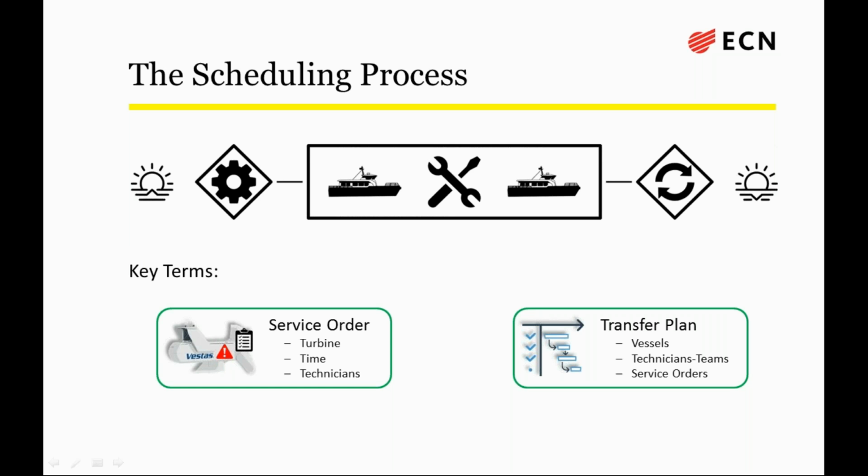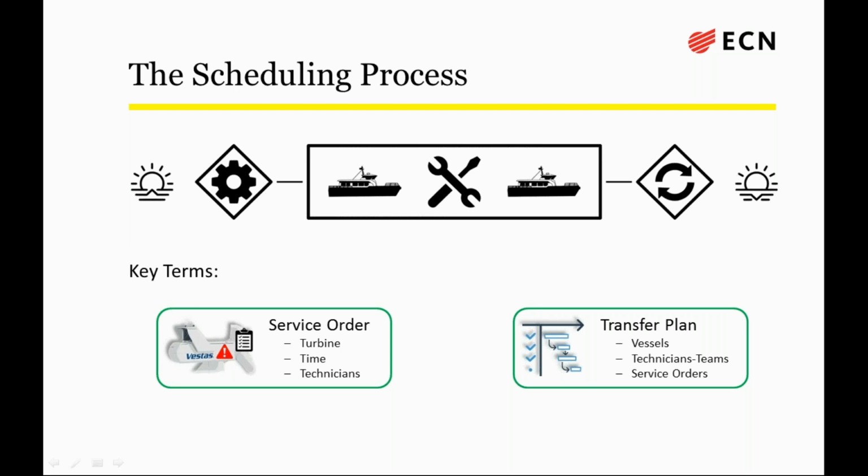So I will just cover the scheduling process now, which I'm sure you will be familiar with. At 6 p.m. the night before, or 6 a.m. on the morning, a transfer plan is created. This is the cog at the left. This transfer plan allocates the technicians to teams, gives them service orders, work to complete, and assigns them onto vessels. And this is the choice that we wish to augment with artificial intelligence.